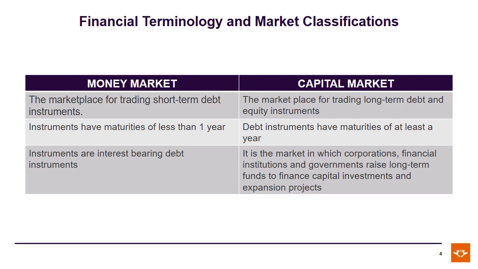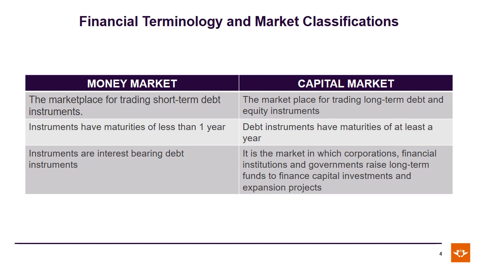Now, the money market is the marketplace for trading short-term debt instruments. By virtue of its name, it is for easy access to cash. Instruments have maturities of less than 1 year, and they are interest-bearing debt instruments. In some instances, the instruments are discounted instruments, so you buy them at a discount to their face value, and when they mature, you get the face value back. And other instruments are interest-bearing, so you get interest in addition to the face value. It's a very, very low-risk market, which means that the returns on these markets are very low as well.